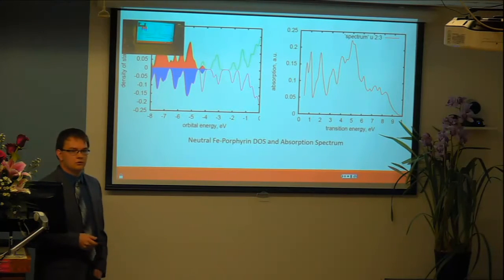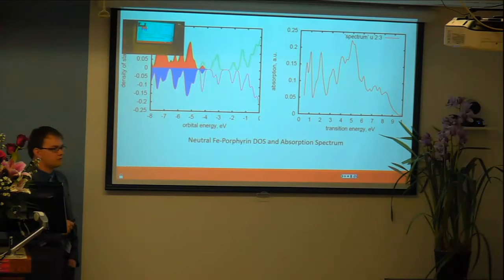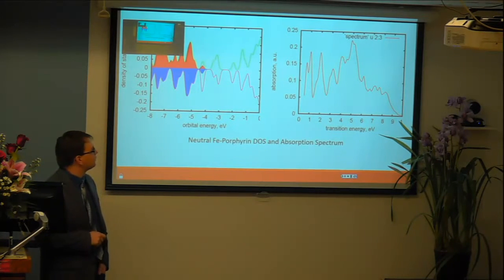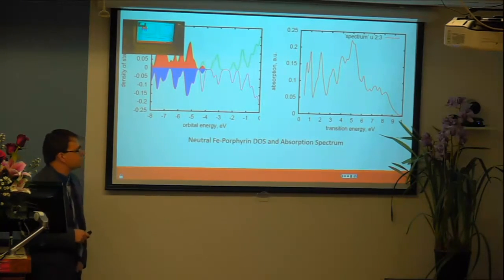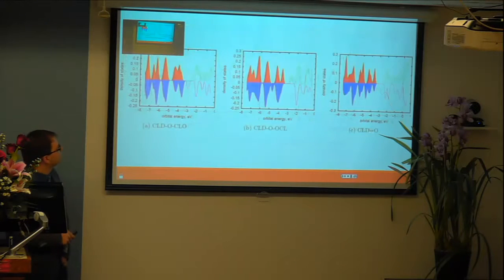Since we do spin polarized calculations, we have the ability to do that. And if you analyze this absorption spectra, you can pick out some peaks that are indicative of, say, porphyrin range, but I haven't done too much analysis into that for this purpose.